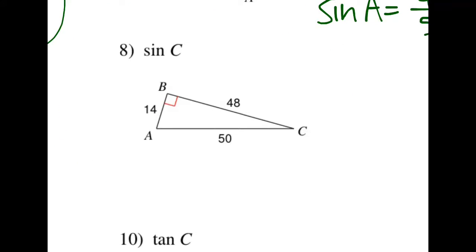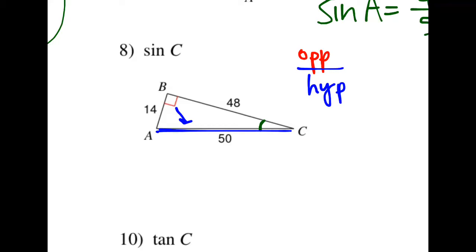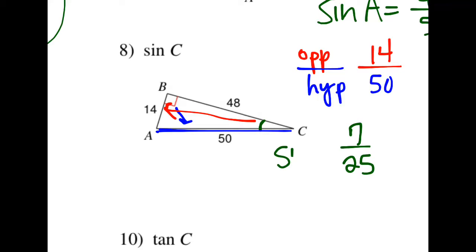All right, sine of C. So here's my angle, angle C. The sine we just did again is opposite over hypotenuse. The hypotenuse is across from your 90-degree angle. It's your longest side. So it's a 50, and in this case, the opposite is 14. So I could divide both of those by 2, I guess, and I would get 7/25. So the sine of C is equal to 7/25.